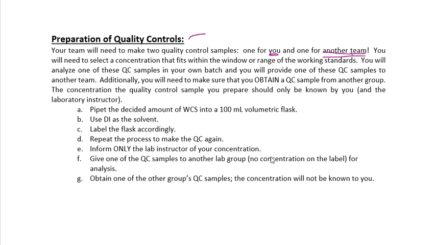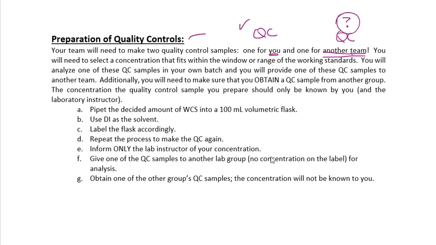All right? So one QC you will analyze, you will know what it is, and you can check off to make sure your data makes sense. The other QC will be unknown because the other team will not know what you've made. They're just going to run it, and they're going to calculate the concentration. And then in the end, we will write down what that concentration was supposed to have been to see how close their data really got.